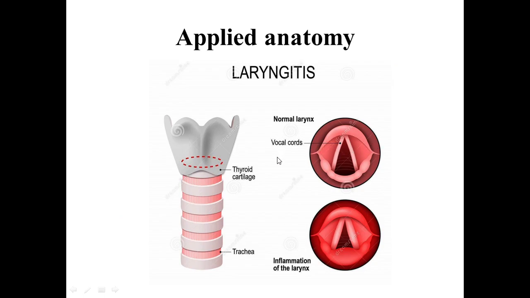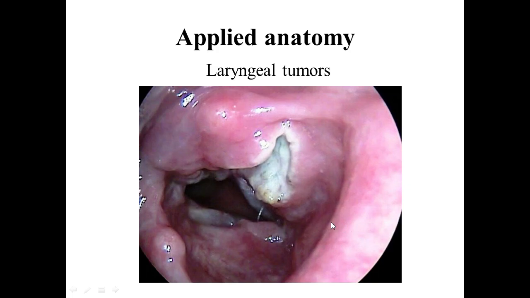Then the inflammation of the larynx is called as the laryngitis. In this you can see the edema of the vocal folds. There is a redness of the mucous membrane of the larynx. Then the laryngeal tumor. There is a laryngeal tumor in the mucous membrane of the larynx, and the pain from the laryngeal tumor may get referred to the ear because larynx and ear are supplied by the same nerve, that is the vagus nerve.